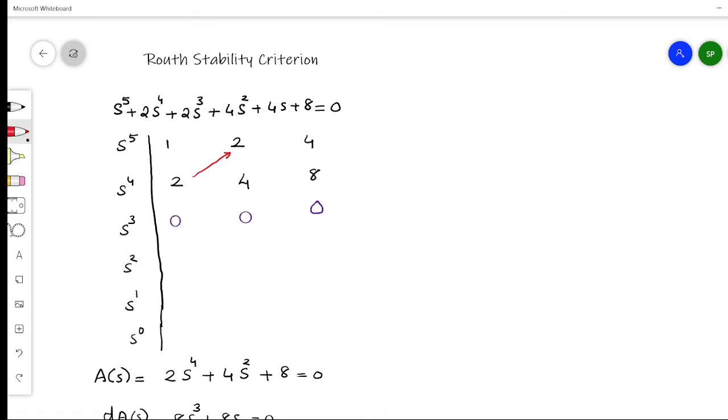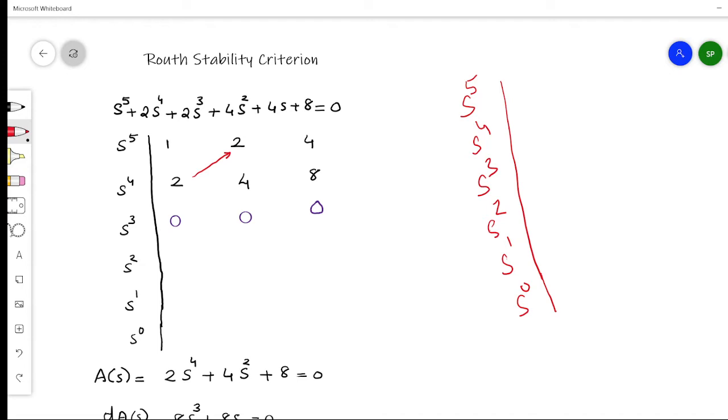So we have to form an array starting from s raised to 5, then s raised to 4, s raised to 3, s raised to 2, s raised to 1, s raised to 0. S raised to 0 is nothing but the constant term. The next step is to complete this Routh array. How will you complete the Routh array?